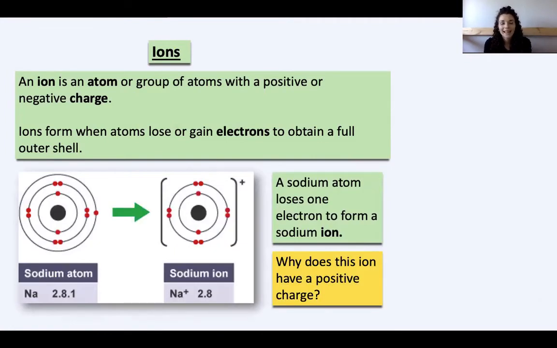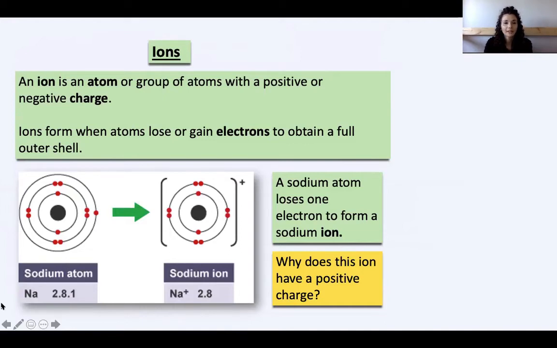So here's an example of a sodium atom forming a sodium ion. First of all, I'm going to talk through it. Then I would like you to have a go at drawing this out, this ion formation, so copying this picture. And then I would like you to answer that question in the yellow box, okay?